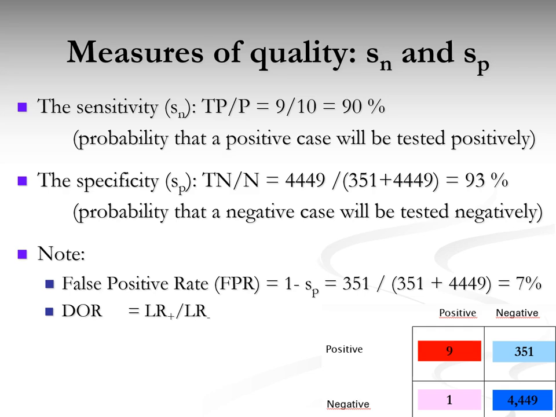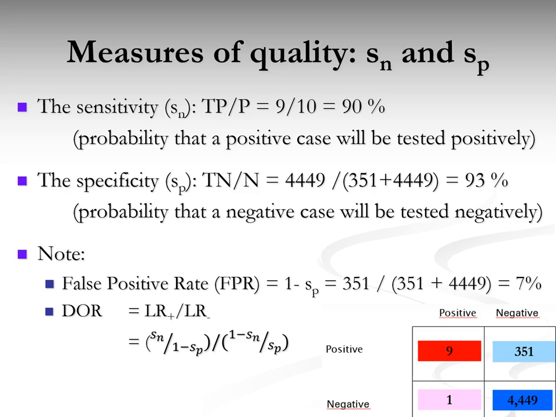What is also sometimes reported in diagnostic studies is the likelihood ratio for cases that were positively tested and a likelihood ratio for cases that were negatively tested. What is that likelihood ratio for positively tested cases? Well, that's the probability that a positive case is tested positively. So that's the sensitivity divided by the probability that a negative case is tested positively. So that's 1 minus the specificity.